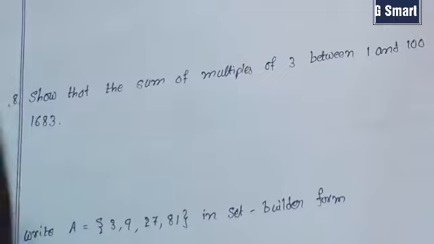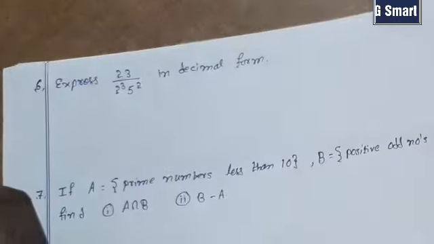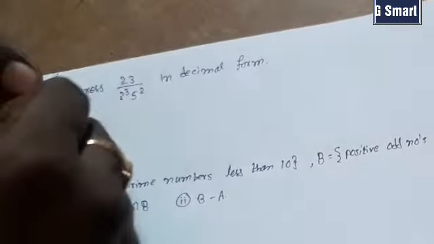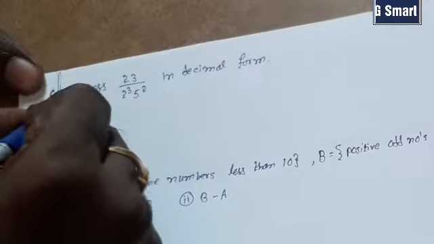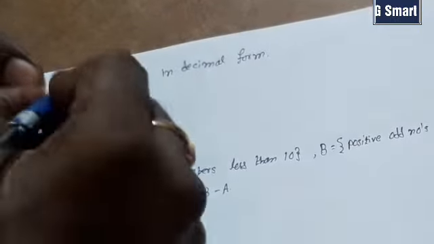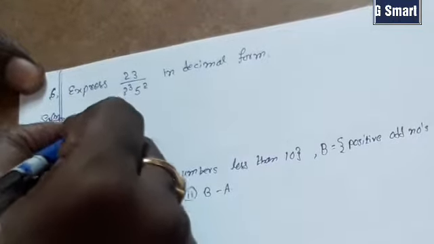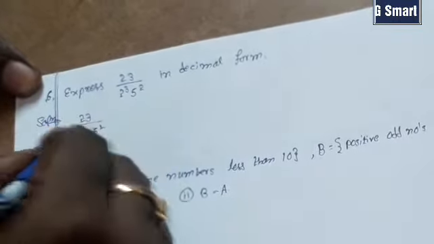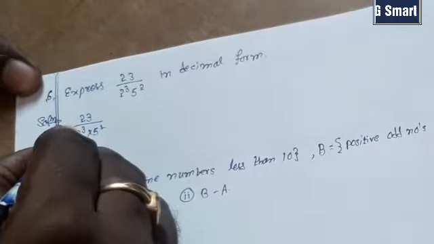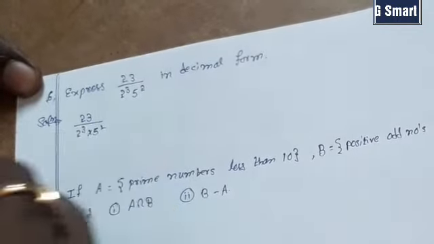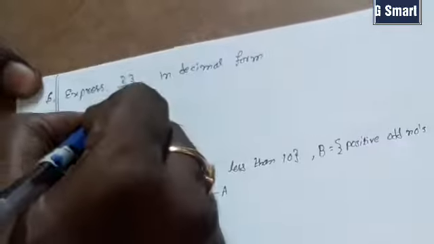Sixth one. Express this in decimal form. So first of all write the solution. So 23 by 2 cube into 5 square. So here 2 is 3 times and 5 is 2 times. Means one more 5 is still needed.